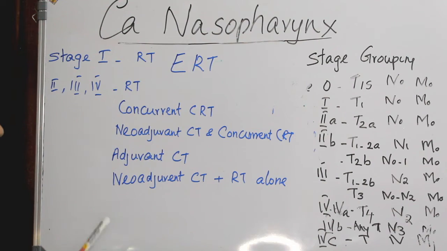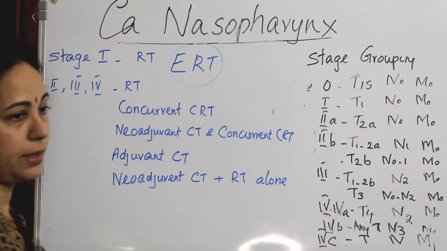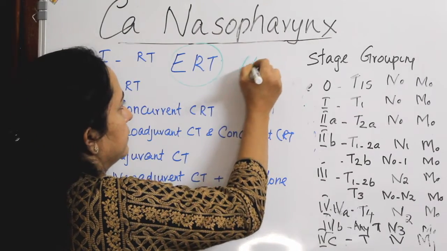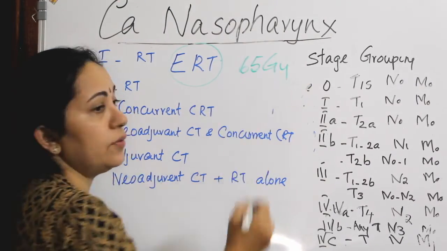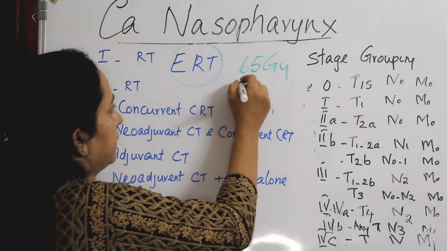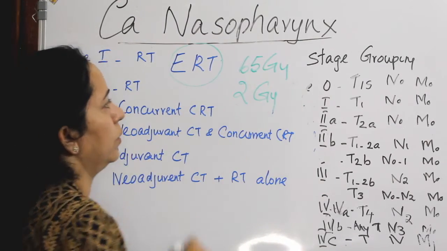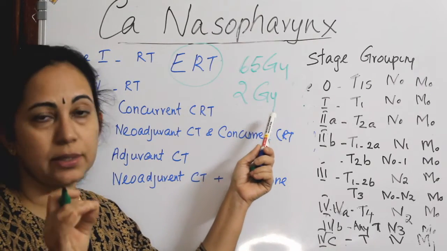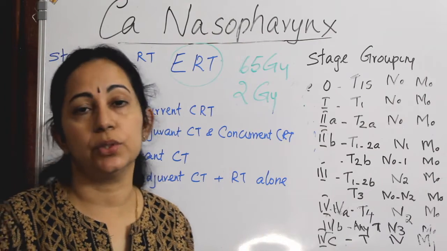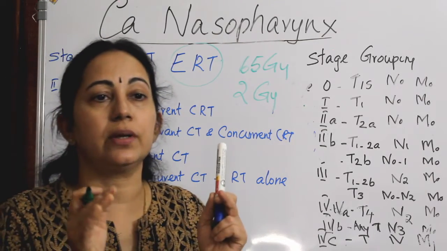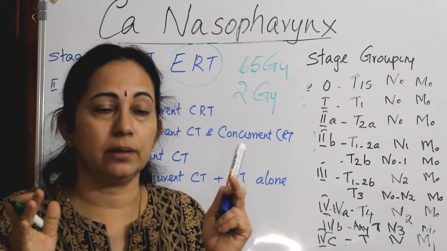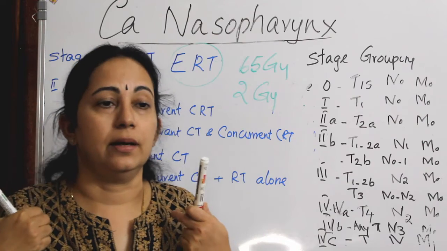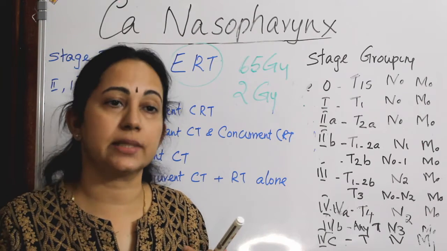And what we give is megavoltage external beam radiotherapy. We call it ERT, megavoltage external beam radiotherapy, and the total dose should not be less than 65 Gray, and a single fraction should not exceed 2 Gray. And this is usually given between two lateral opposing shields and one anterior shield, so that the entire nasopharynx and also the lateral neck on both sides is covered.